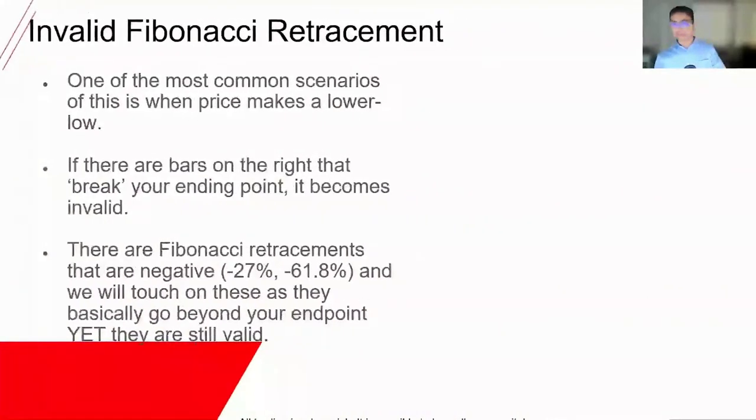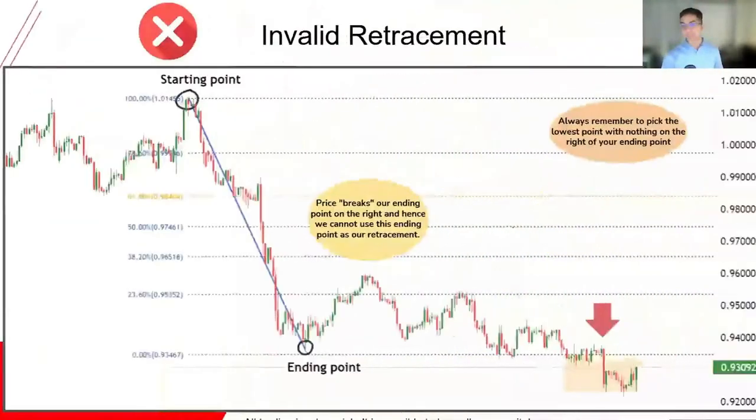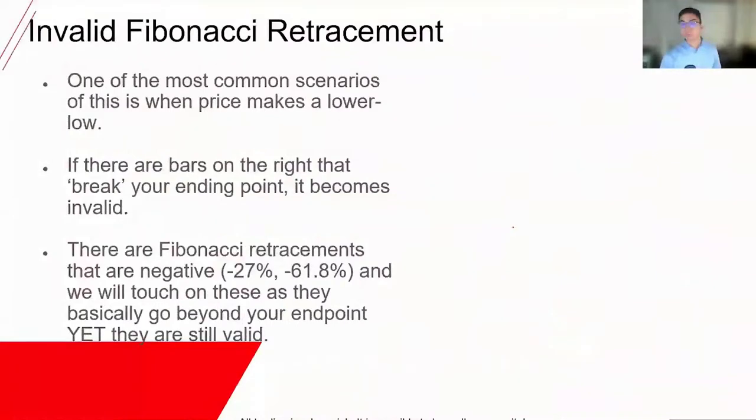Invalid Fibonacci. When does a Fib retracement become invalid? One of the most common scenarios is when price makes a lower low, assuming you are drawing a Fibonacci retracement from the top to the bottom, like in the picture. If there are bars on the right that break your ending point, it becomes invalid. Just like I mentioned, if it deviates quite far away, it's invalid.